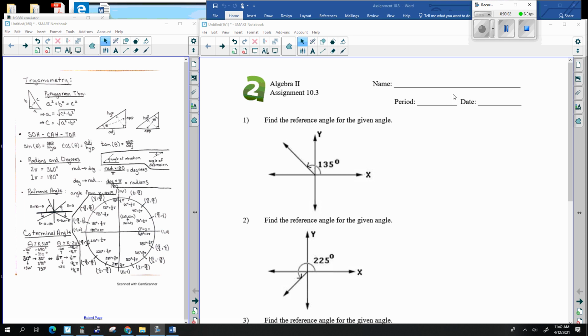All right, here we go. This is assignment 10.3, so unit 10, lesson 3. What this is going to be dealing with is two different categories: one is reference angles, and the second one is a thing called coterminal angles.